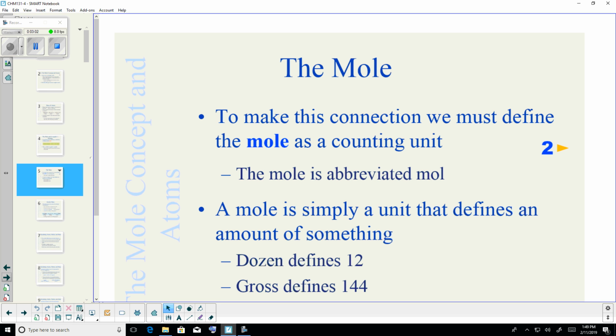so the mole is a counting unit, and we abbreviate it MOL. I don't know how much saving we're getting by dropping that last E, but we abbreviate it MOL. So it's a unit that defines an amount of something. Like I said, a dozen defines 12. I usually go with a gross, but most people don't know a gross means 144.